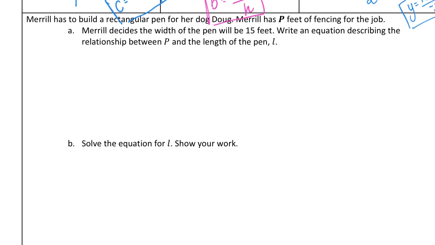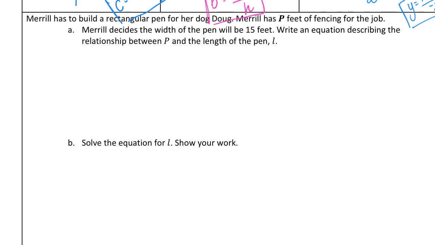In our final problem, we're going to try out a word problem. Meryl has to build a rectangular pen for her dog, Doug. Meryl has P feet of fencing for this job. She decides that the width of the pen will be 15 feet. Write an equation describing the relationship between P and the length of the pen, L.